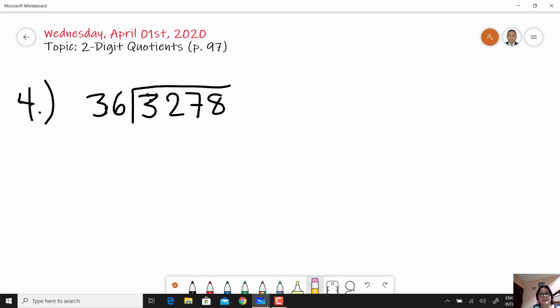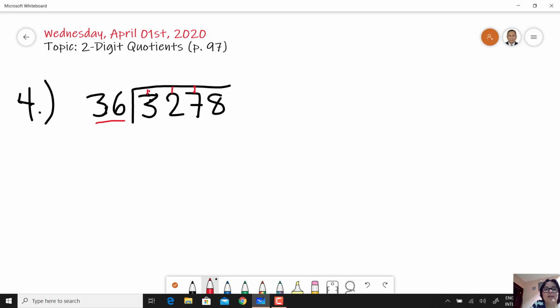Number 4 says 3,278 divided by 36. How many numbers do you have in the divisor? 2. So you are going to take 2 from here. But can you divide 32 into 36 or by 36? No, right? Why? Because 32 is less than 36. So we have to take number 7 from the dividend.